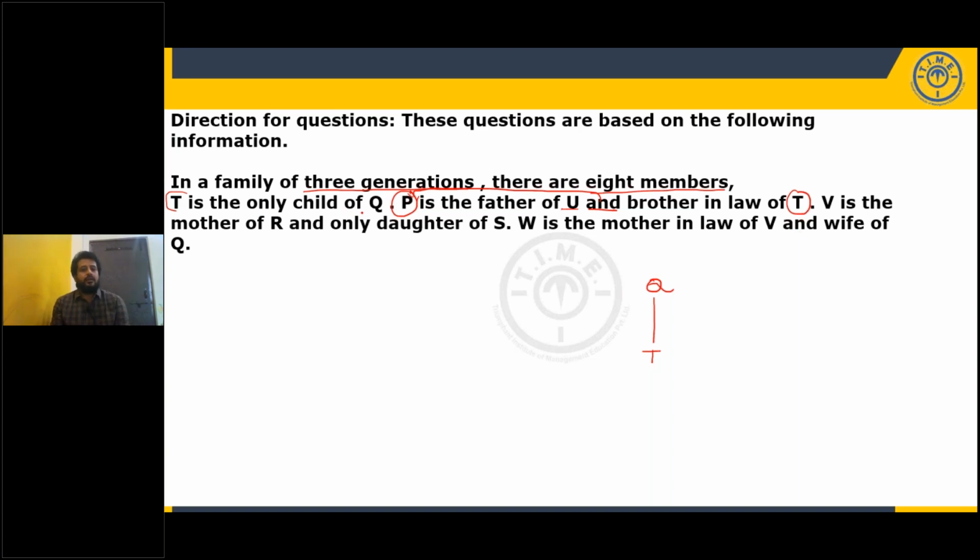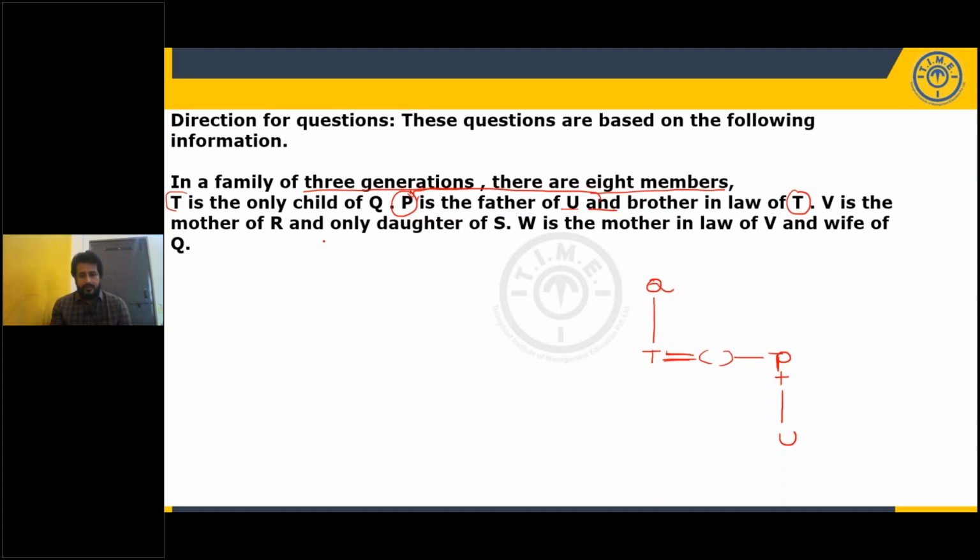Because T is the only child of Q means T does not have any siblings. So it is nothing but T's spouse. So here I am taking the spouse. Here this indicates a couple. T's spouse's brother will be P. Okay. And P is the father of U. Clear? Now, but still we are unable to decide the gender of Q and T.